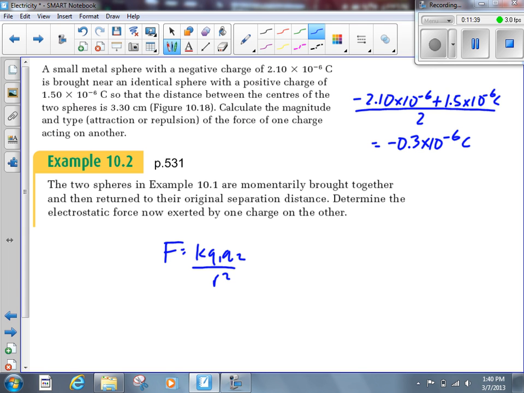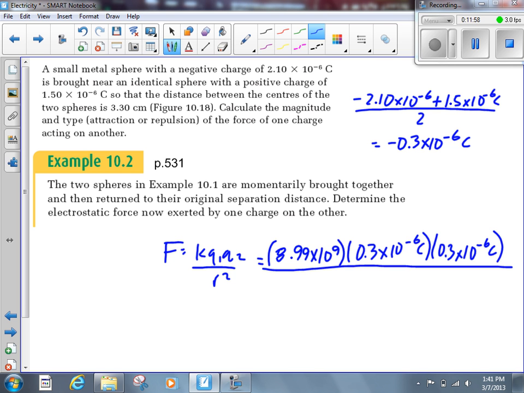So let's plug in my new value of charges, 8.99 times 10 to the 9, not times the charges that we had before in the last question, but the new charge that we have, 0.3 times 10 to the minus 6 coulombs, 0.3 times 10 to the minus 6 coulombs. Remember, they're both negative actually, but we're dropping the sign of the charge whenever we plug it into an equation. They're brought back to their original separation distance, so we're going to say 0.030 meters. We square that. What do we get for the force now? I think in the last example, 10.1, it was 26 newtons. I think it's quite a bit smaller this time around.